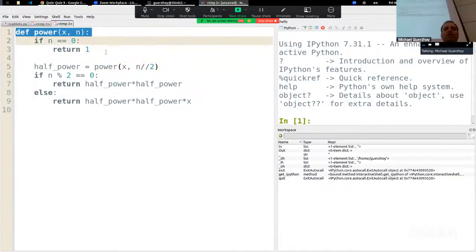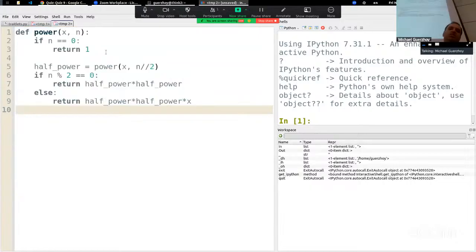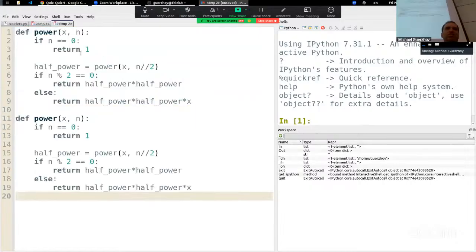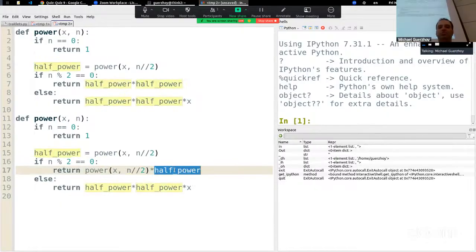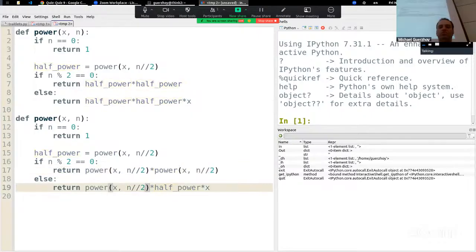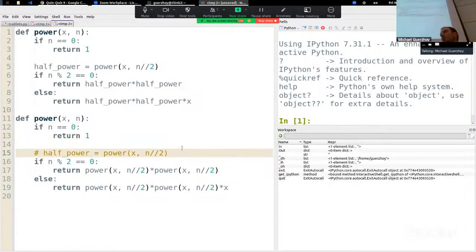So let's do that. So I'm just copying this. Okay, I take back that you didn't need to copy it because I'm now going to modify it. So instead of saying half power, I'm just going to plug in power x times n over 2 like so. So intuitively, that takes more steps because you're just calling power x to the power of n over 2 several times when you could do it the once.